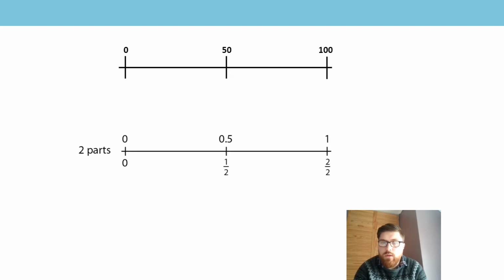Okay. Now have a look at this number line. Can you see the relationship between these two number lines? Now we've got a 0 in both, haven't we? Now we've got a 50 here and we've got a 0.5 here. Can you see the 5 here and the 5 here? And here we have 100 and here we have 1. We can see that digit being the same in both. They've just got a different value.